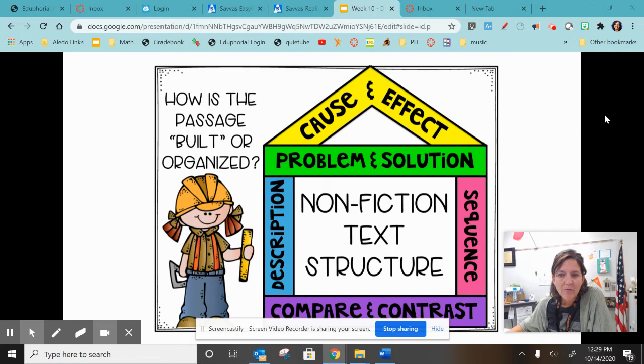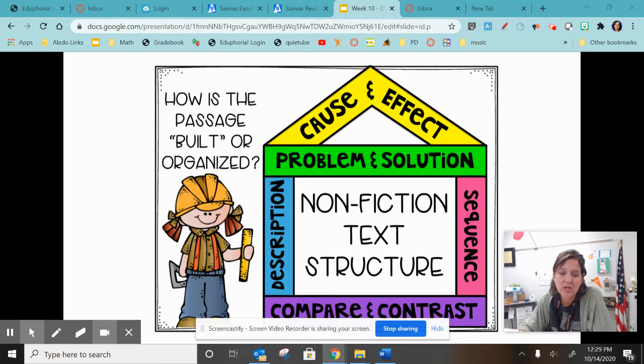Before today, you have worked with nonfiction text features. So you talked about things that are in nonfiction like pictures with captions, maybe data tables, bold print, italics, things like that. Well, today we're not going to talk about those specific things that might be part of the text. We're going to talk about actually how the text is built or organized.